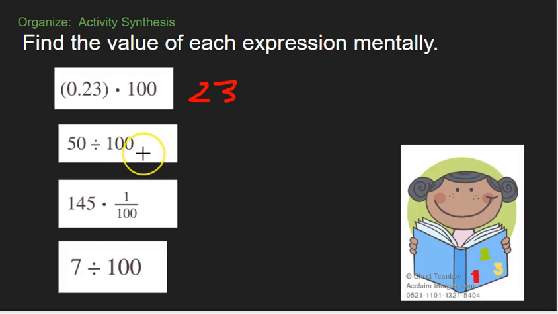What about 50 divided by 100? Yeah. Move down 2 place values, so we get 5 tenths or 50 hundredths. What about 145 times 1/100th? Well, again, that would be like dividing by 100. So we end up with 145 hundredths or 1 and 45 hundredths. What about 7 divided by 100?